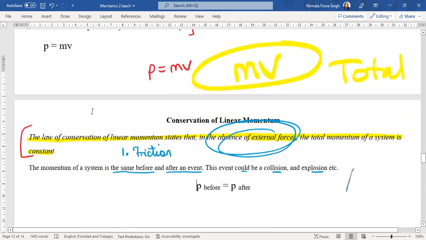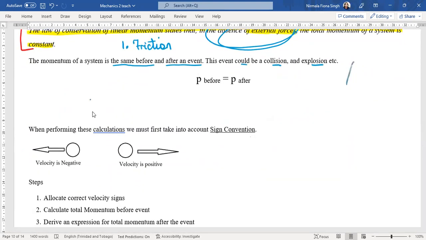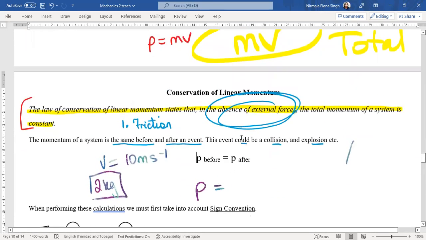All right, so let's just think about this. Suppose I have an object that has a mass of 2 kilograms and it has a velocity of 10 meters per second. What is its momentum going to be? You can type it out. Folks, that's a mental question.